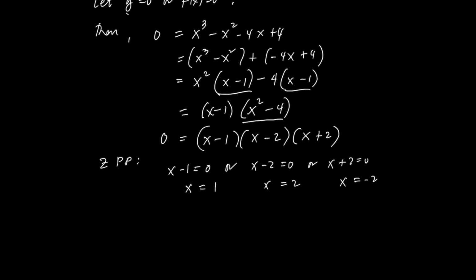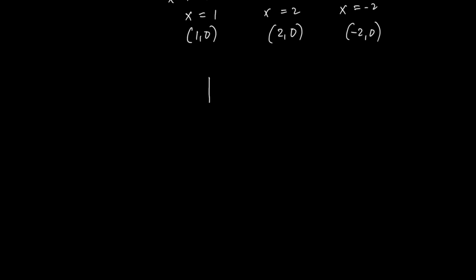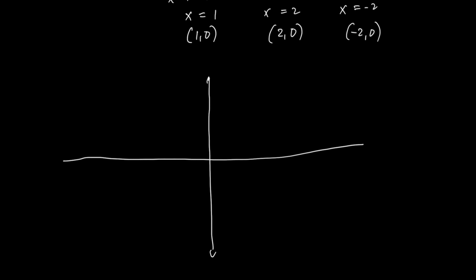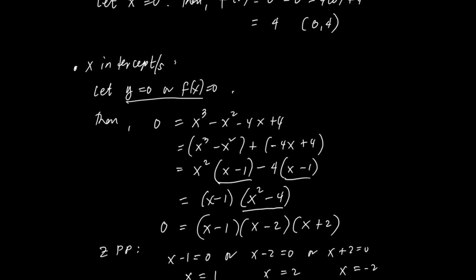Now, simply the ordered pairs, since y, or f of x, is 0: this is (1, 0), this is (2, 0), and this is (-2, 0). Now, we can locate those points. These are important points in the graph.